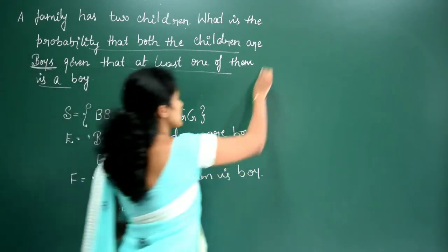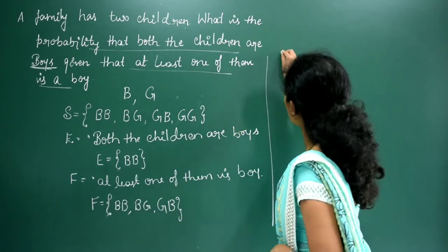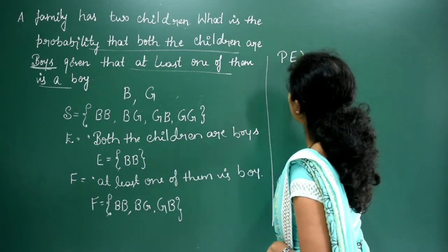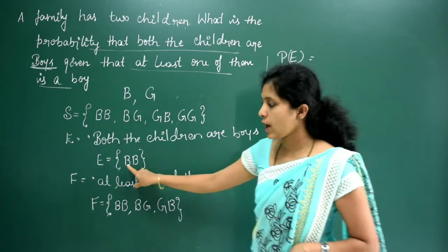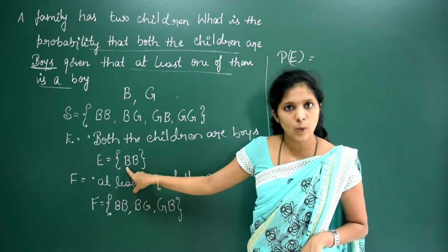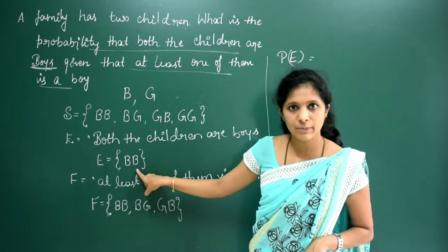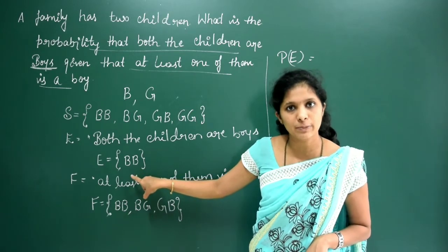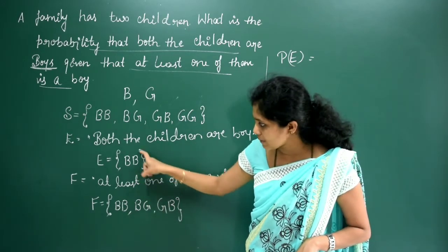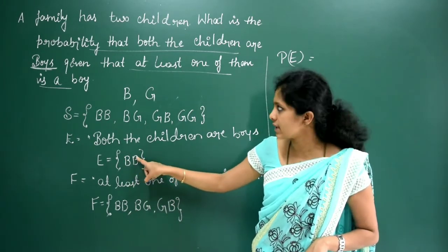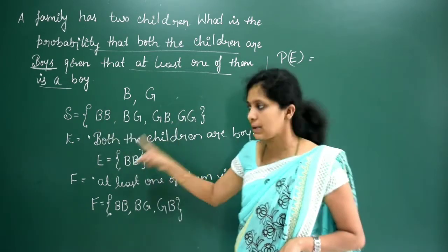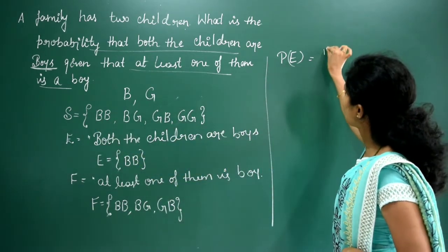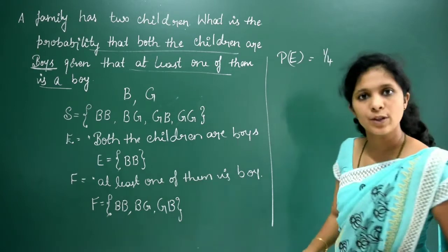Now can you say what is the probability of E? Probability of E will be equal to probability of boy, which is 1 by 2, and boy again 1 by 2. So 1 by 2 into 1 by 2 will be 1 by 4. Or we can observe here only one element is there, and in the sample space 4 elements are there. So probability of E will be equal to 1 by 4.